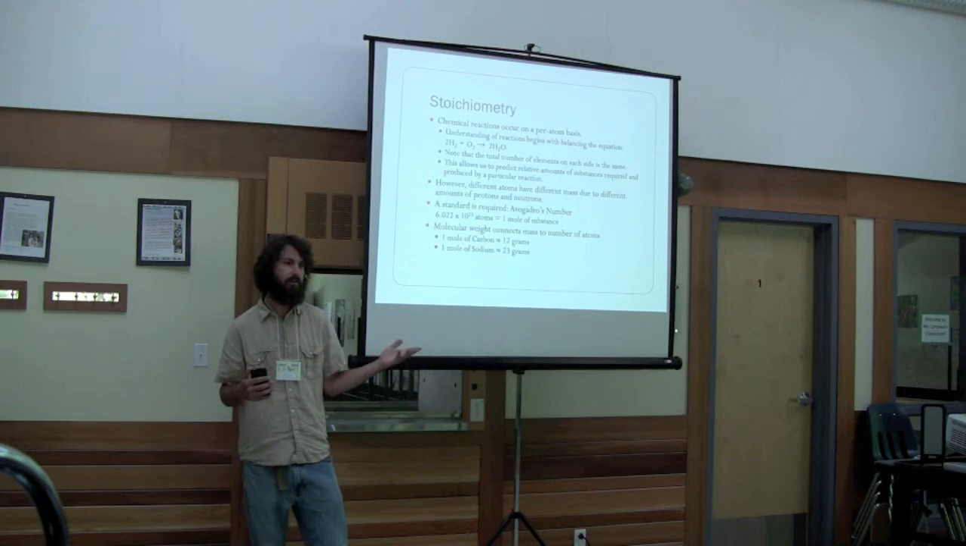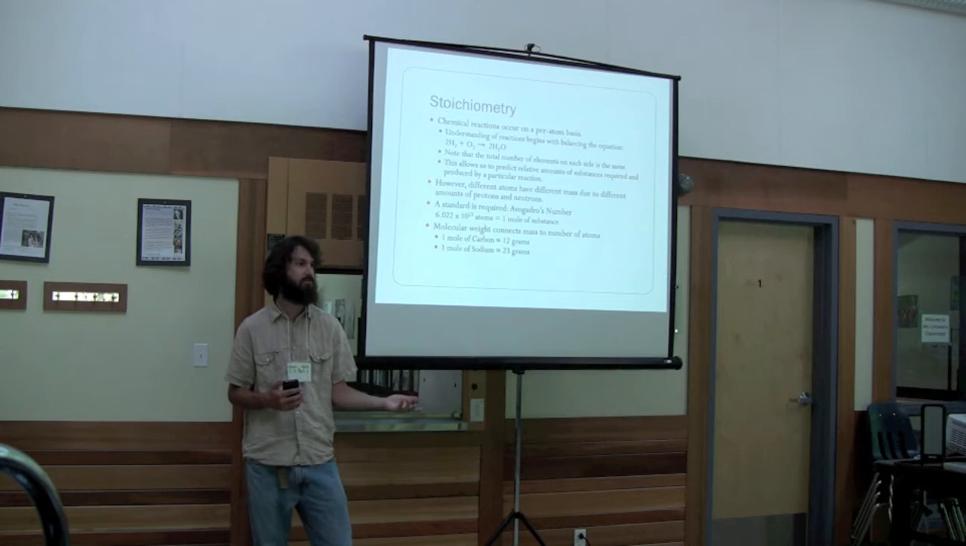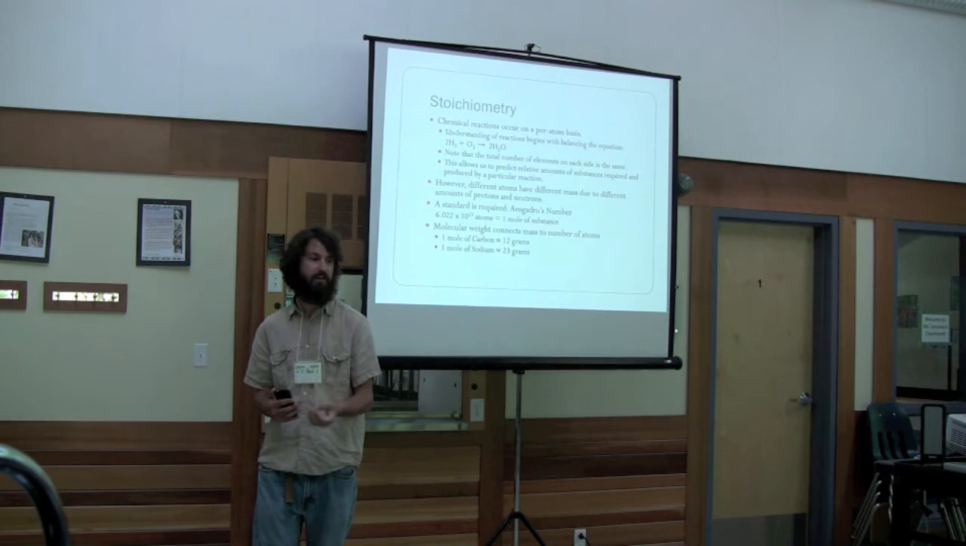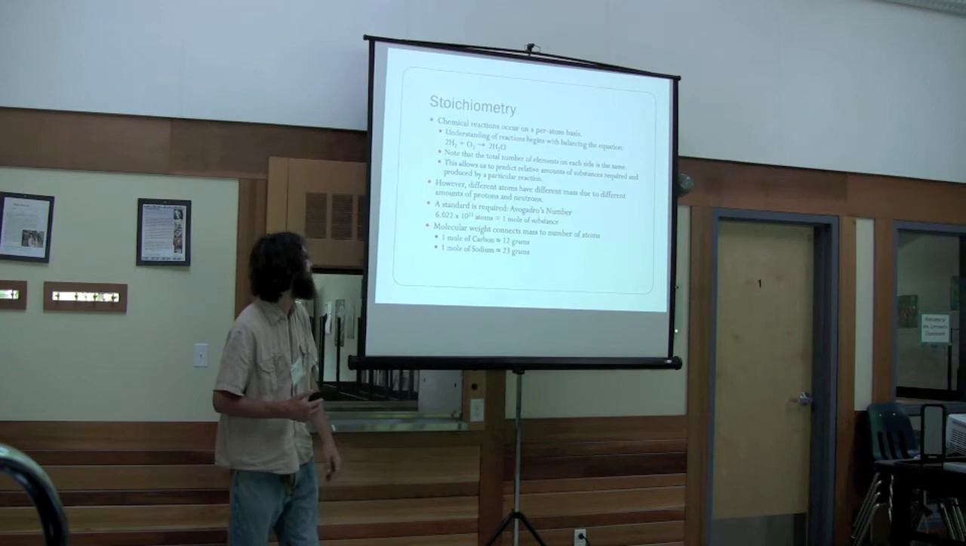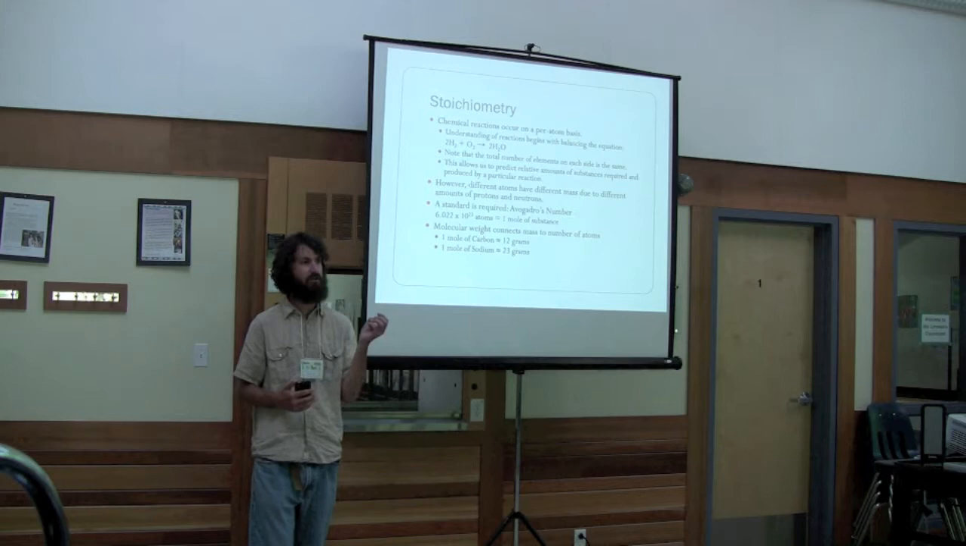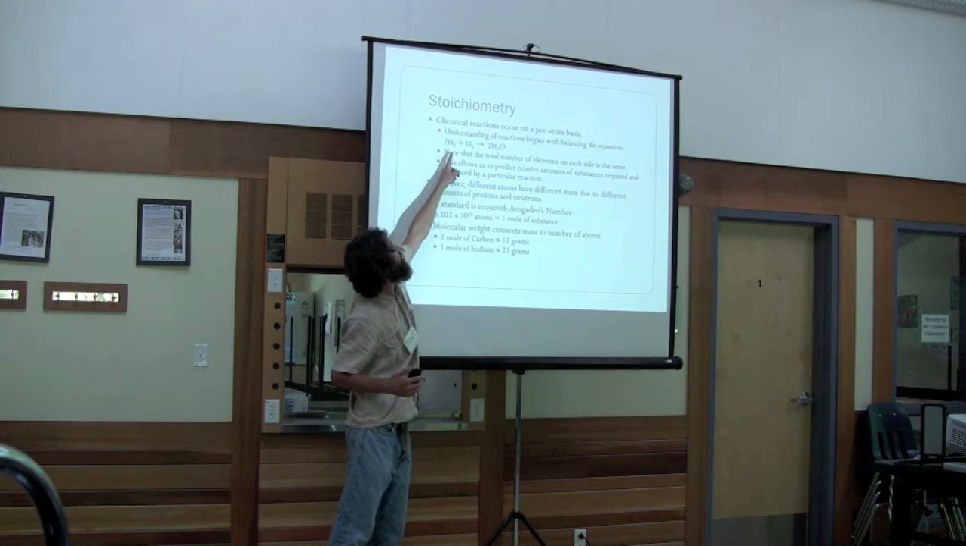However, we can't really count atoms. They're really, really small. We measure things by mass or volume. So there needs to be a connection between the number of atoms and the amount of mass. And there's a standard called Avogadro's number, 6.022 times 10 to the 23rd. It's a really big number, but that number of atoms is also called one mole of a substance. And these numbers here, two hydrogens to one oxygen, that's called a molar ratio in the reaction.